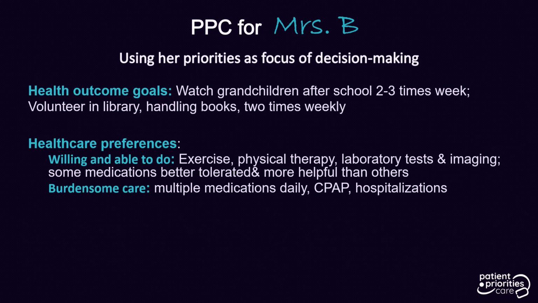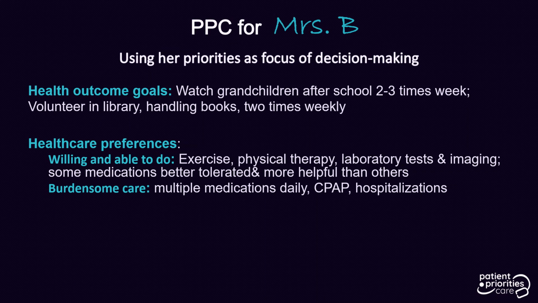Let's review what Mrs. B said, and then we'll discuss how this information can streamline your decision-making for medically complex patients. In Mrs. B's case, she has two specific, measurable, meaningful health outcome goals. One, she wants to be able to watch her grandchildren after school for about 2 or 3 times a week. Two, she wants to be able to volunteer at a library 2 times weekly and to be able to handle the books while at the library.